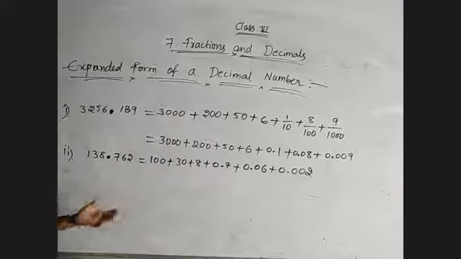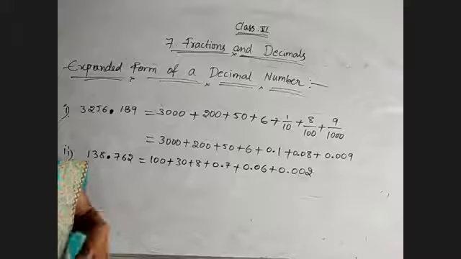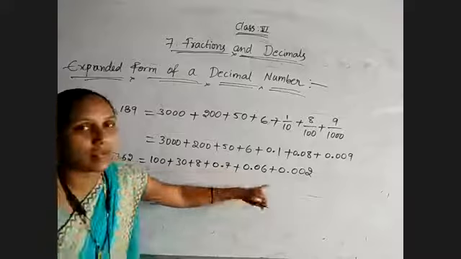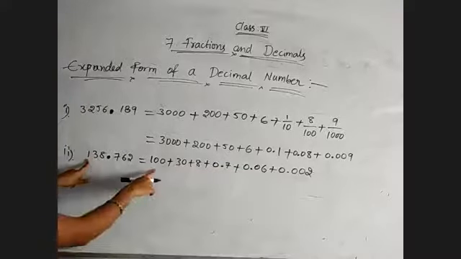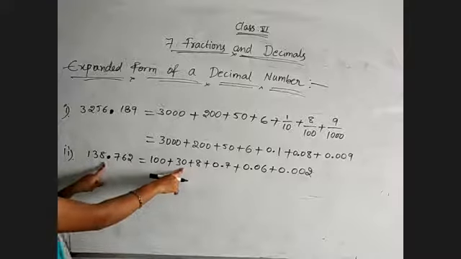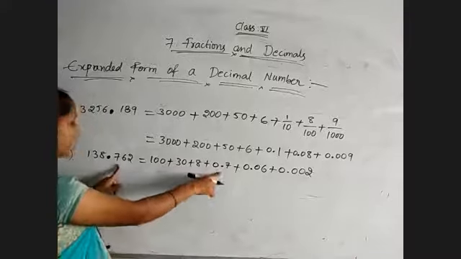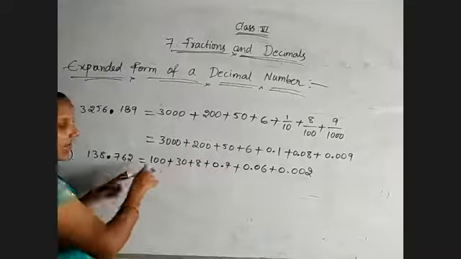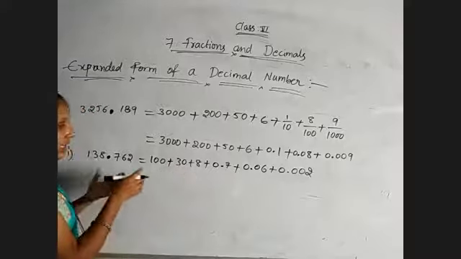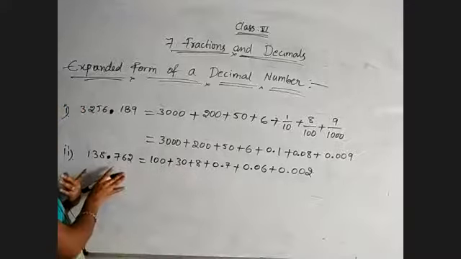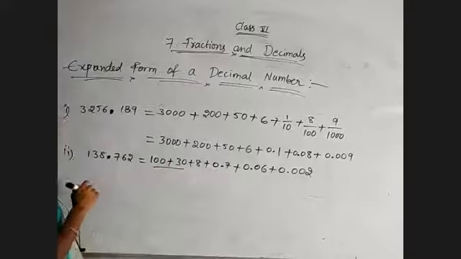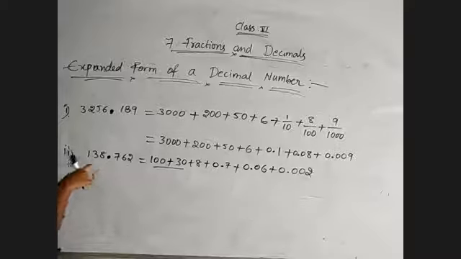Okay, this is about expanded form. Expanded form of any number is nothing but the sum of the place values of each digit in the given number. Place value of 1 is 100, 3 is 30, 8 is 8, 7 is 0.7, 6 is 0.06, 2 is 0.002. All those place values we are adding, then we get the expanded form of the particular number. So this is called expanded form, whereas this side is called short form, or standard form, or ordinary form, or normal form, anything. Okay.